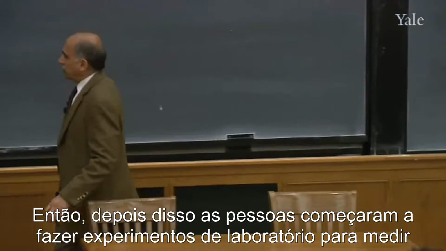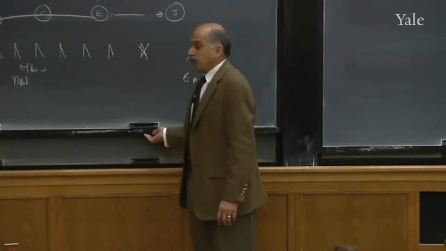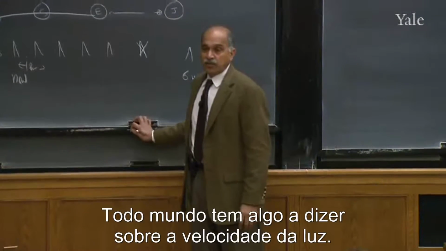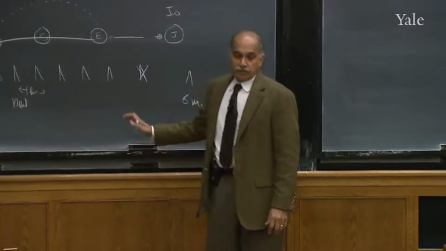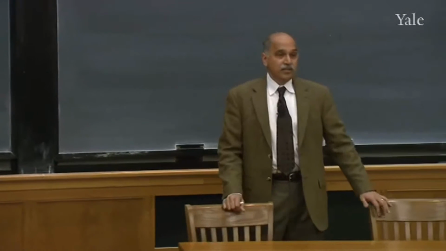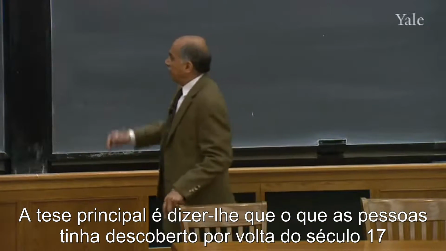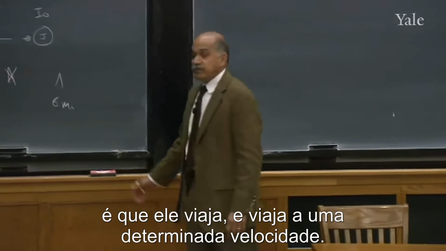Then after that, people started doing laboratory experiments to measure the velocity of light. I don't want to go into that. Everybody has something to say about the velocity of light. That's not the main thesis. The main thesis is to tell you that what people had figured out by the 17th century is that light travels, and it travels at a certain speed.